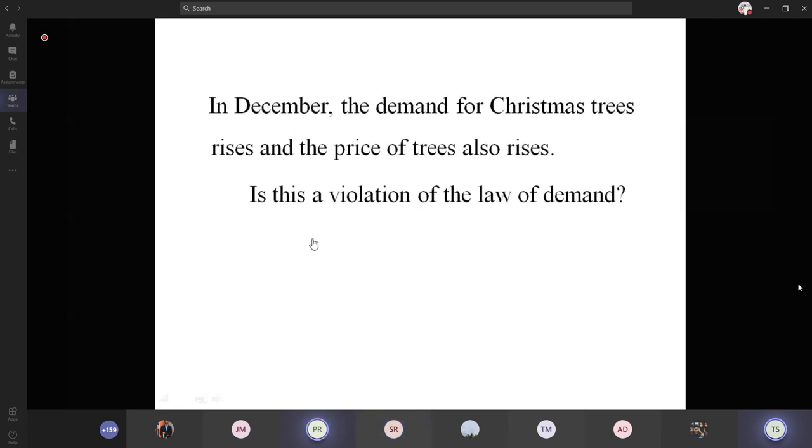Bridget? Ma'am, in Christmas, it is necessary to buy trees. So, as he told, it is an exception of the law of demand. Okay, does it become necessary to buy as a status symbol?